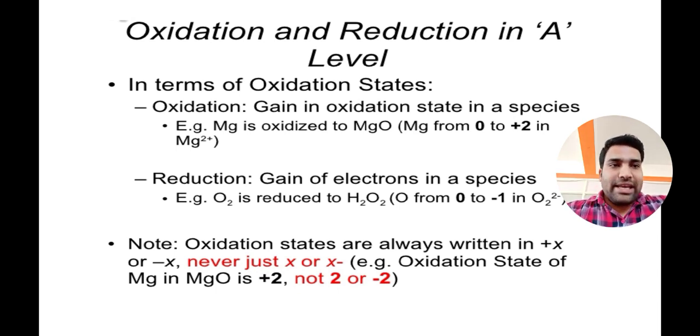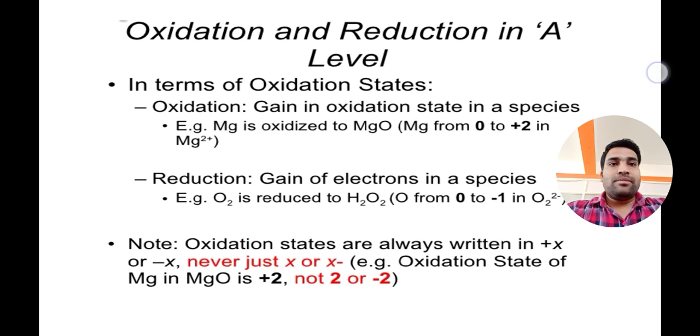Reduction is loss in oxidation state in a species. Example, O2 is reduced to H2O2. So O goes from 0 oxidation state to an oxidation state of minus 1 in O2 2 minus. Here we have a small note: oxidation states are always written as plus x or minus x, never just x or x minus. You should mention whether it is plus or minus. Example, the oxidation state of Mg in MgO is plus 2, not 2 or minus 2.